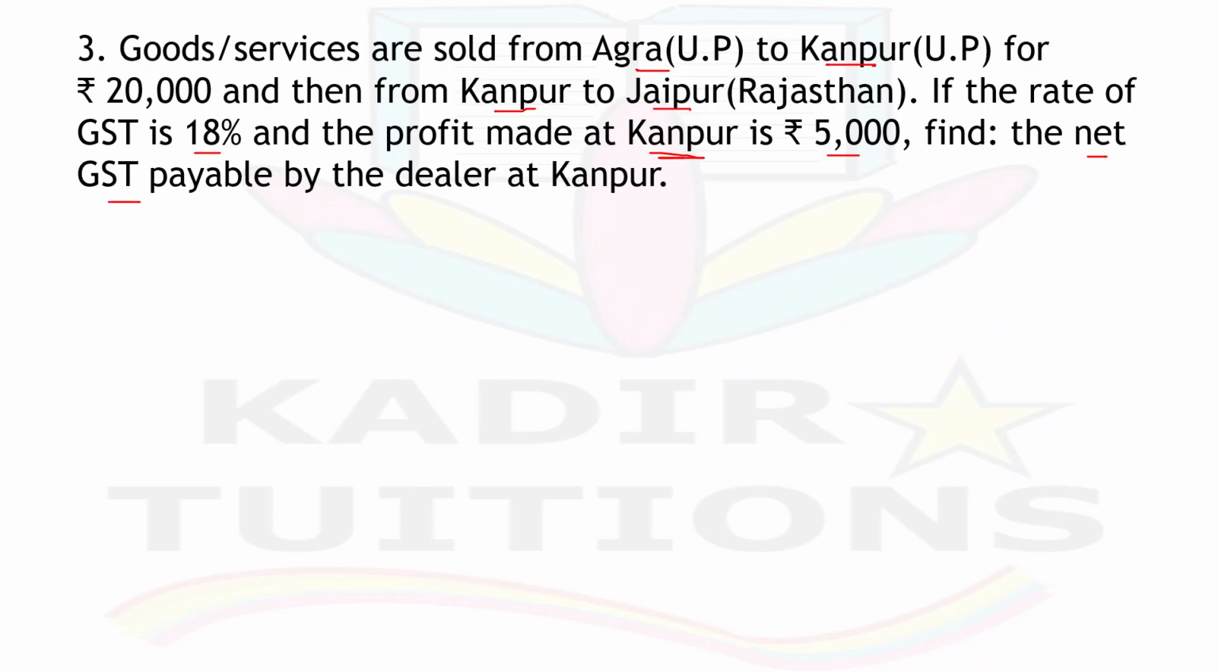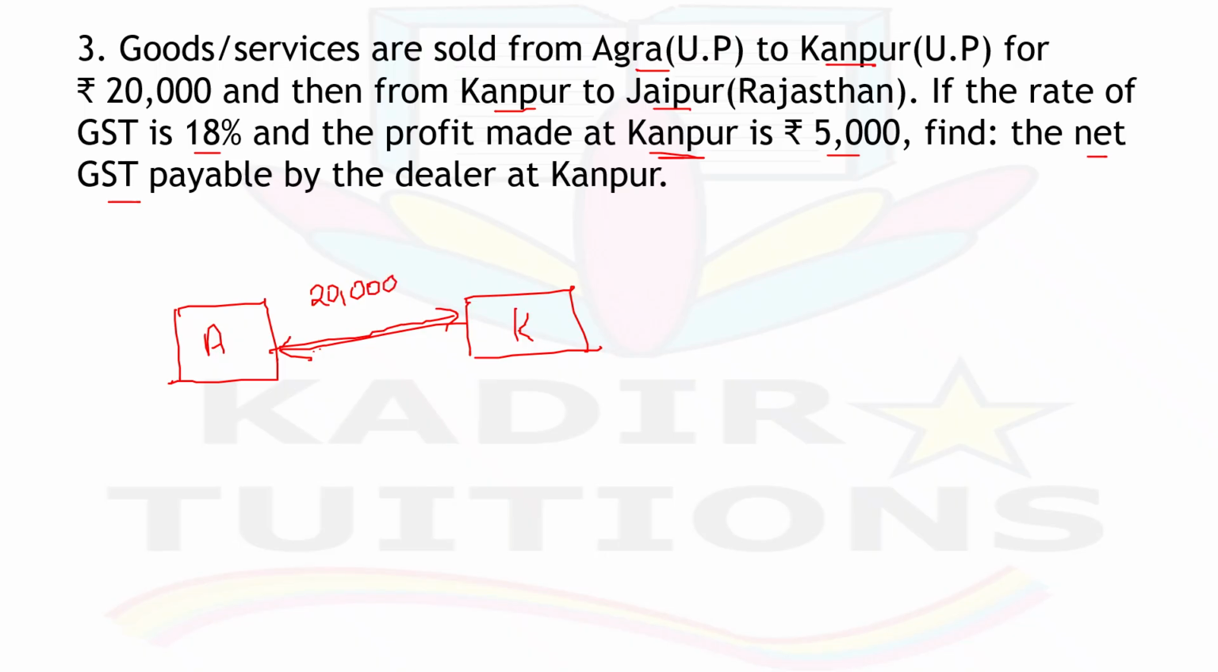Okay, first we will make a framework for this problem. So the Kanpur person is actually the middle person, right? So what he is doing, he is getting the goods or services from Agra. So from here he is getting, that means I can make the arrow like this. So what is going to happen? 20,000 goods he is getting. And then this Kanpur person is going to sell the goods to Rajasthan. And he is actually making a profit of 5,000.